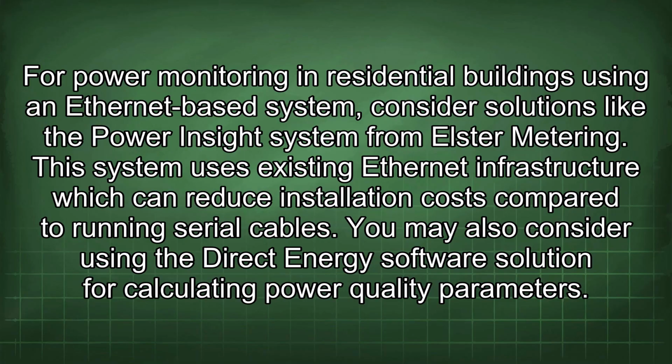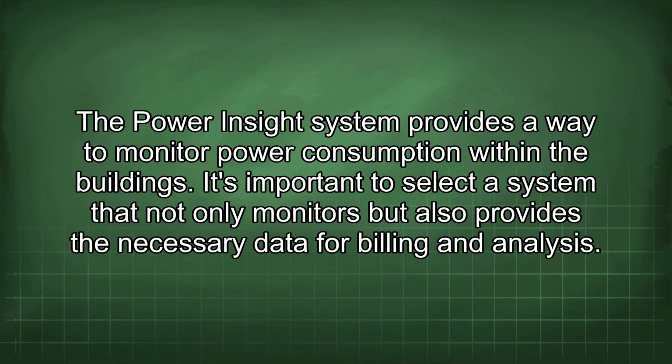For power monitoring in residential buildings using an Ethernet-based system, consider solutions like the Power Insight system from Elster Metering. This system uses existing Ethernet infrastructure, which can reduce installation costs compared to running serial cables. You may also consider using the Direct Energy software solution for calculating power quality parameters. The Power Insight system provides a way to monitor power consumption within the buildings. It's important to select a system that not only monitors but also provides the necessary data for billing and analysis.